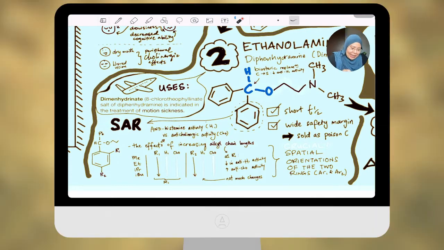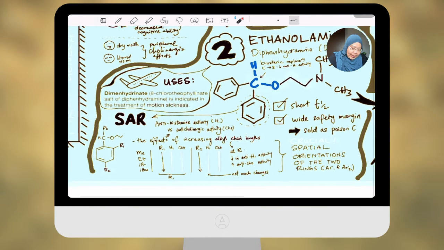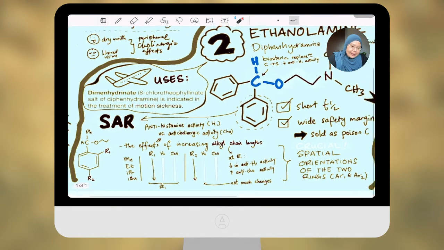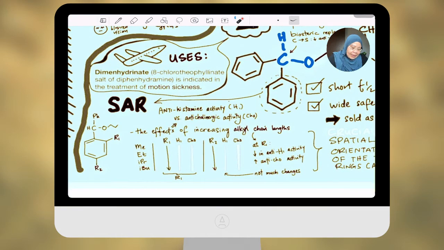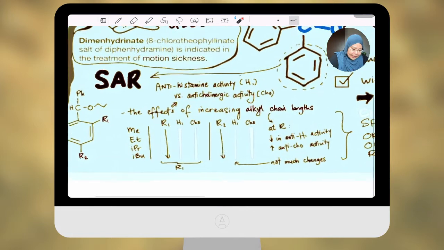All right, okay. So now let's look quickly at the SAR of this ethanolamine family. Because it's the first generation, it's not that selective. I have mentioned earlier, as we move around the trend, they're looking for more selective antagonists against this receptor. So the antihistamine activity versus the anticholinergic activity, let me just have a look.